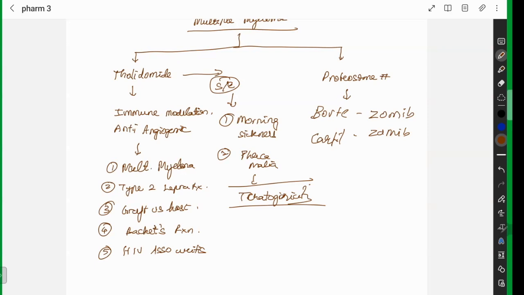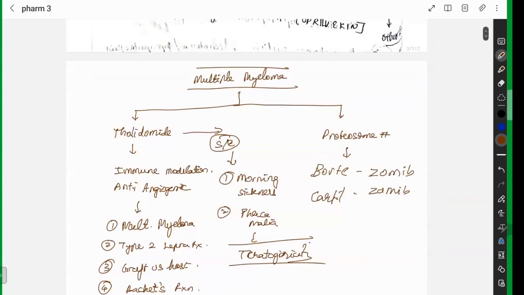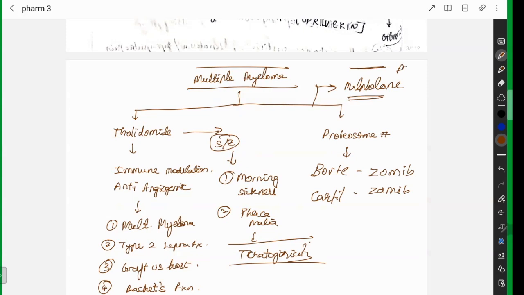Now moving on to talk about melphalan. The third drug used in multiple myeloma is melphalan. Melphalan is also a drug of choice. What is the mechanism of action of melphalan? It is a cell cycle non-dependent inhibitor. So it is going to inhibit your G2 phase, your S phase, and your M phase. All 3 phases are going to be inhibited.